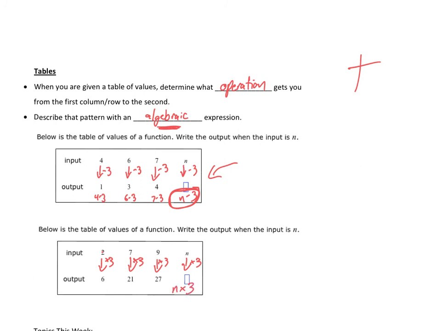Now, instead of writing it like this, the way we write with algebra, anytime we have a variable and we're multiplying, instead of writing n times 3, because it looks like an x, we write it like this, 3n, no parentheses. We put the number first and then the letter or variable second.